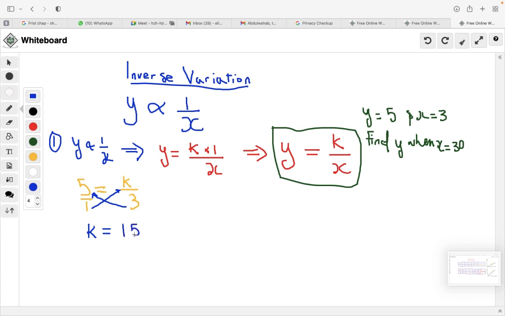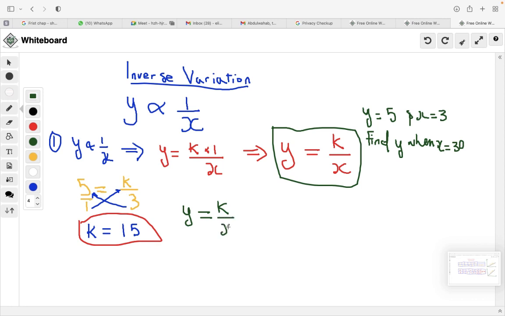Is that okay? Now we've established the k value. We can keep it. We're going to use it to find any other thing that they asked us to find. Like, for example, in this case, they asked us to find y when x is 30. So I'm looking for y now. Remember, y equals k over x, right? This is the function. You always refer to this function, y equals k over x.